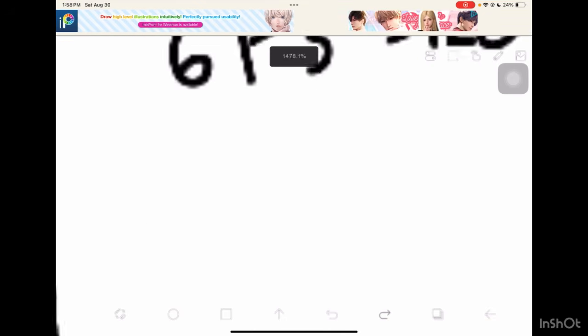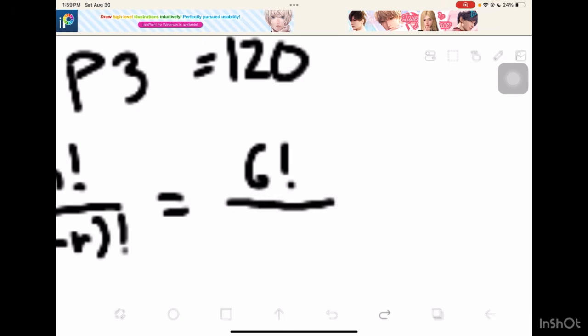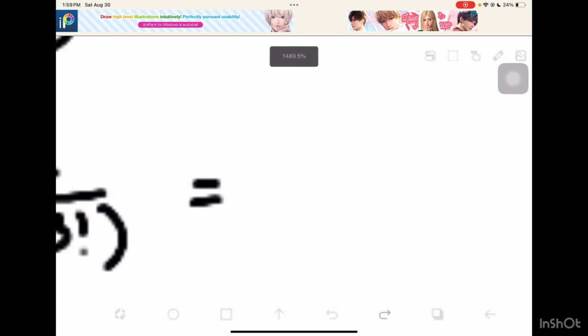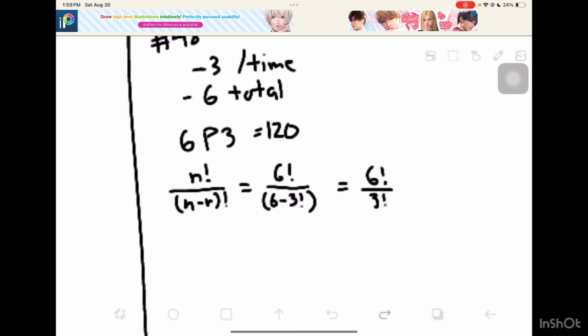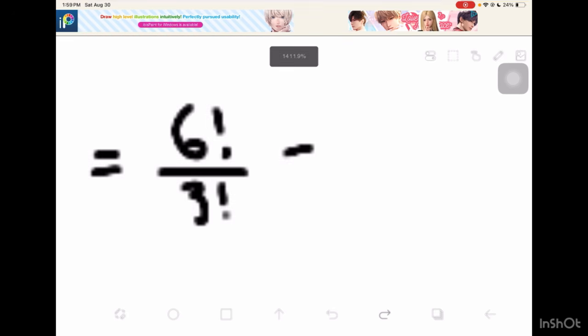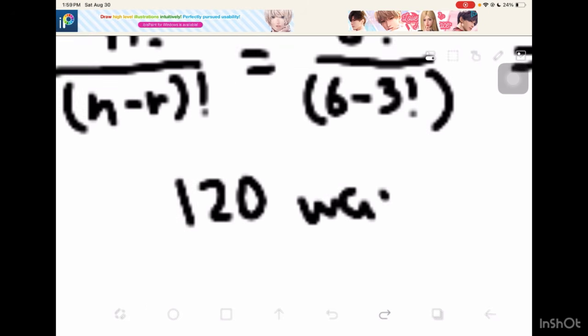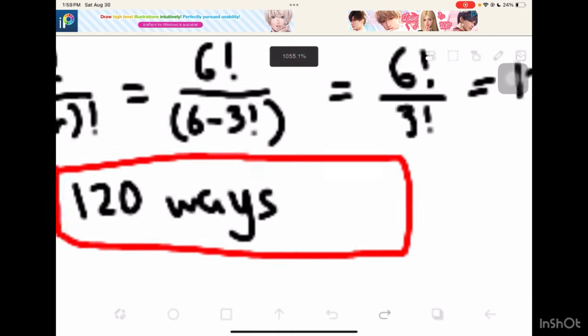We have the formula n factorial over n minus r factorial. So that's equal to 6 factorial over 6 minus 3 factorial. Let's put 6 factorial over 3 factorial in the calculator. 6 factorial divided by 3 factorial is equal to the same answer of 120. So that's 120 ways. And that's our answer for number 48.